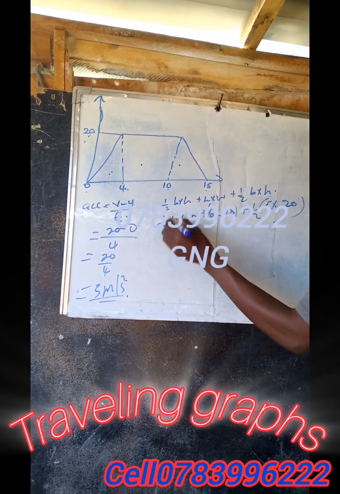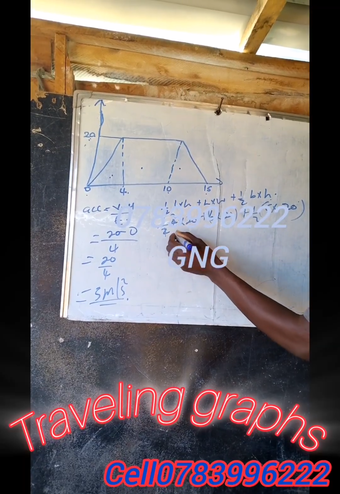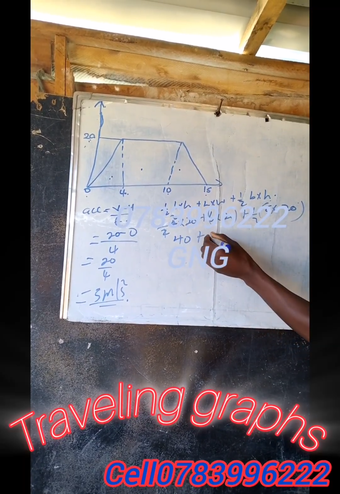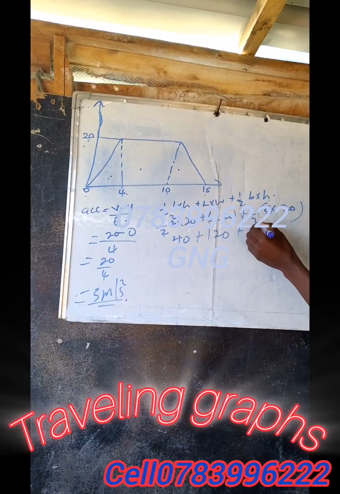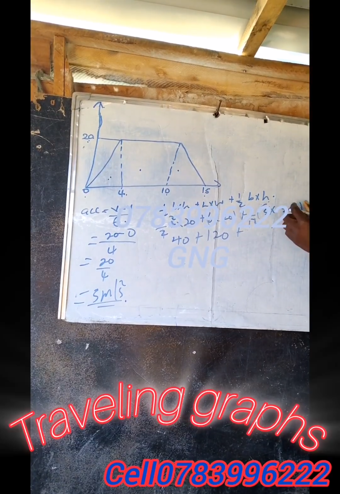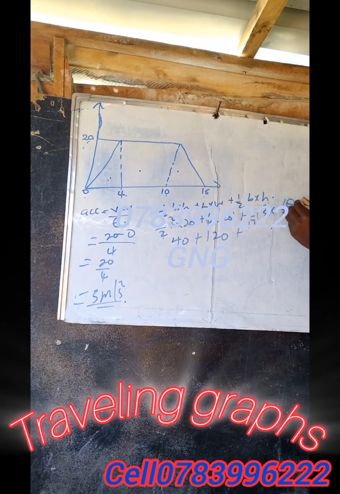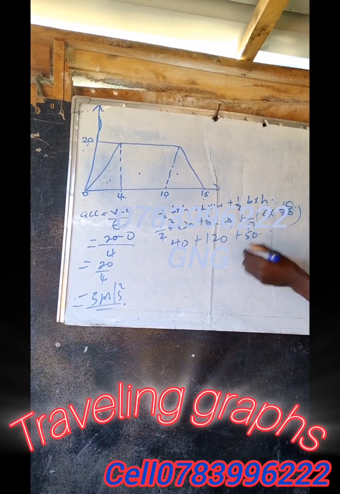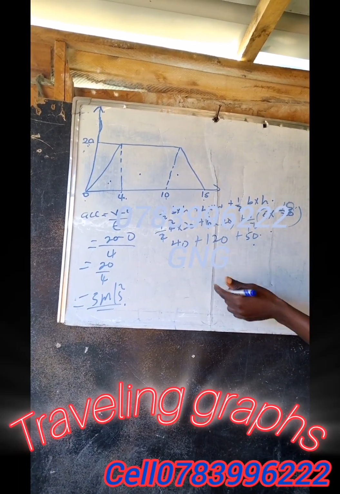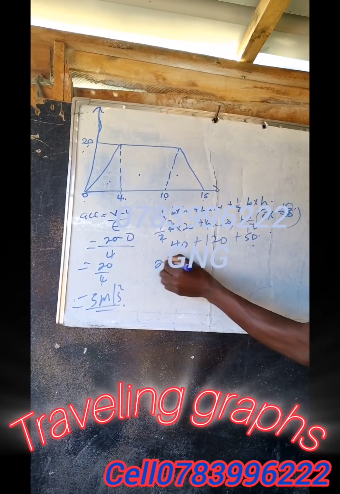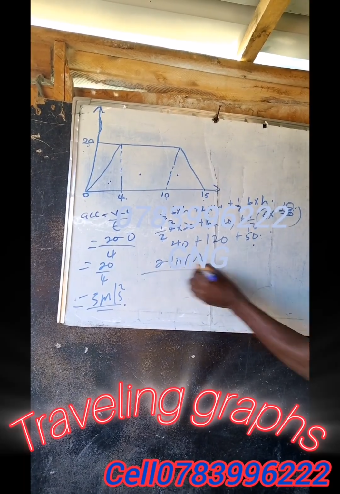So half times 4 times 20 is 40, plus 6 times 20 is 120, plus half times 5 times 20, which is 10 times 5, is 50. 40 plus 50 is 90. 90 plus 120 is 210 meters.